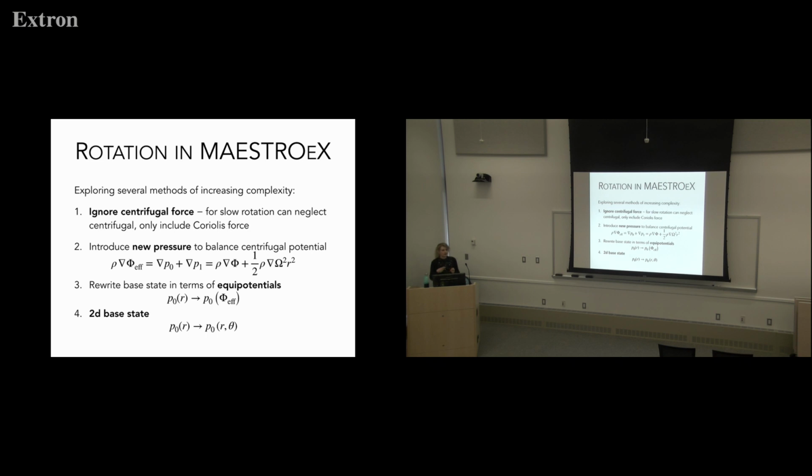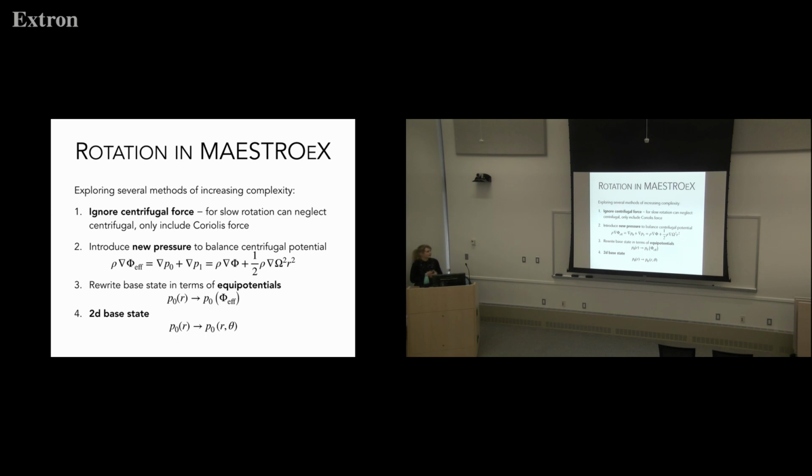If our star is rotating fairly slowly, as we believe it is, then we can just ignore centrifugal force and only model the Coriolis force. This is pretty easy. We essentially just need to add one source term to our equations and it seems to work. But if we want to model something that's going a bit faster, then this is not going to be that great. In order to do that, we might need to go on to the next thing.